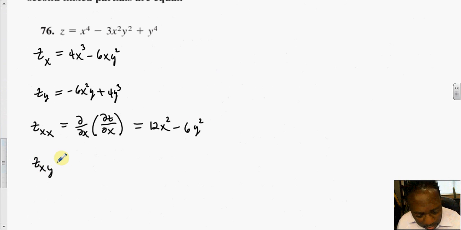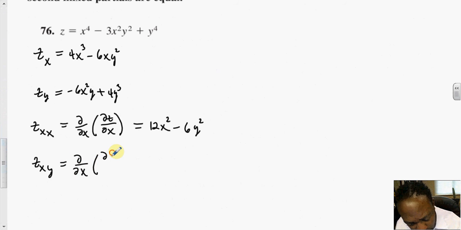The partial is this. This says you compute the partial with respect to x of the partial of z with respect to y, and again these second mixed partials are the same. So for this one we take the partial that we found on x and we find its partial derivative with respect to y. And so for this partial derivative with respect to y, 4x to the third is a constant, so this becomes negative 12xy.